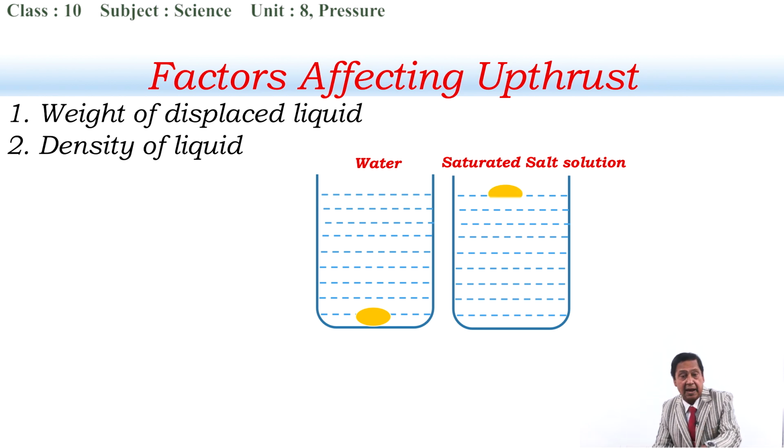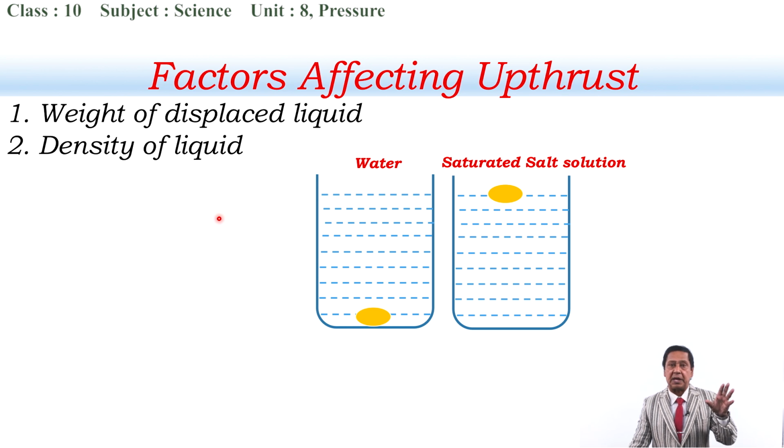But if the same egg is taken in a saturated solution of salt, then it won't go down. It won't sink into the saturated solution of salt. What is the reason? The reason is very simple. In this case, water exerts a lesser amount of upthrust, which is not enough to support the weight of the egg. But in the saturated solution of salt, the salt solution exerts enough amount of what? Upthrust, which can support its weight. That's why the body is floating in the saturated solution of salt. The egg is floating.